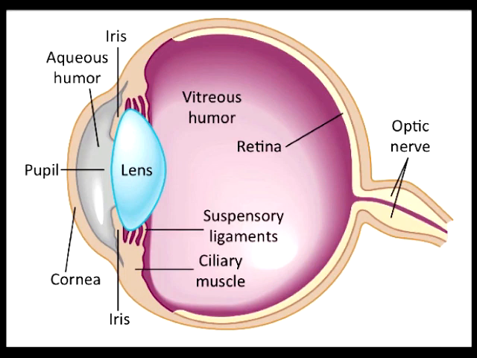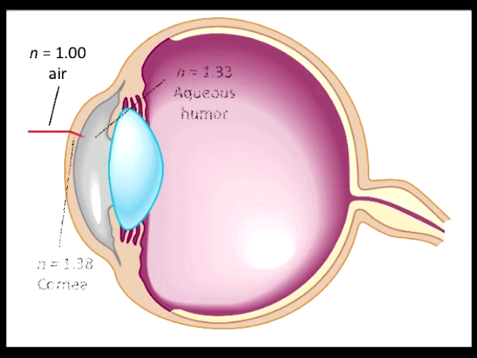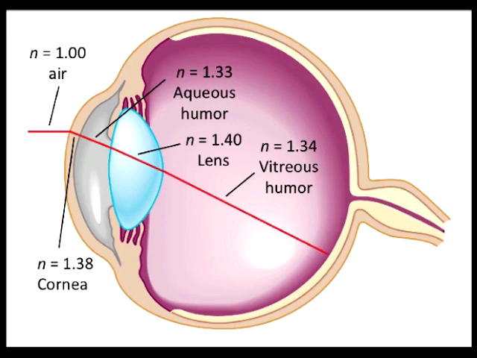For clear vision, the eye must refract the incoming light rays so as to form a sharp image on the retina. In reaching the retina, the light travels through 5 different media, each with a different index of refraction, n. The path of a given light ray starts in air with n equal to 1.00, through the cornea with an index of 1.38, into the aqueous humor with n equal to 1.33, through the lens with n equal to 1.40, and finally, through the vitreous humor with n equal to 1.34 before reaching the retina.